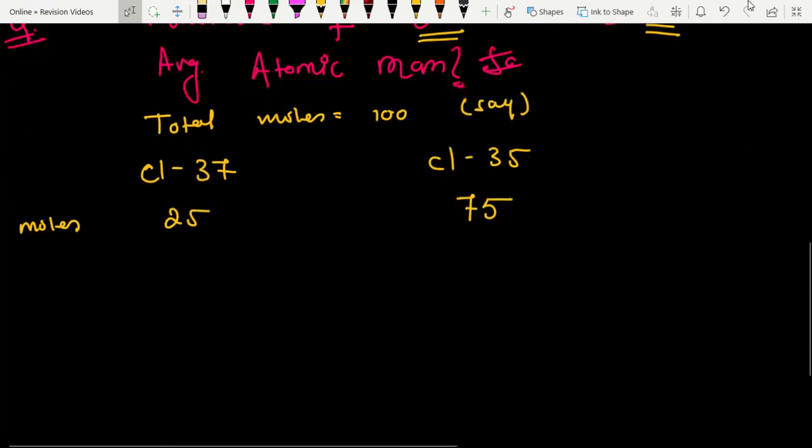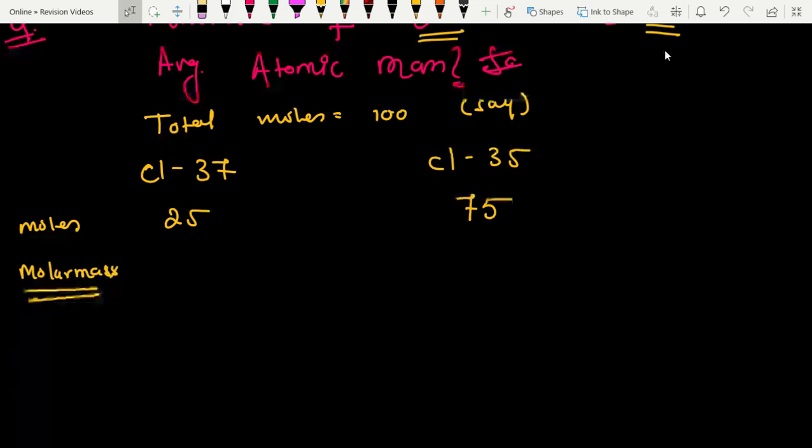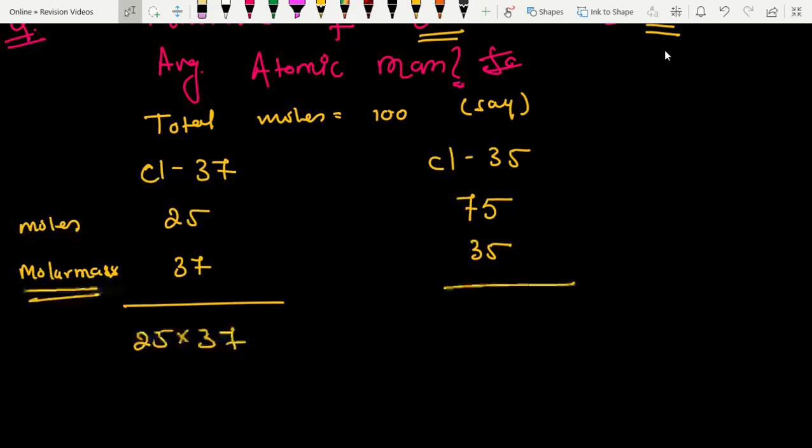Now, based on this, we can also calculate the average, as molar mass is known. Molar mass of this particular chlorine-37 is known. It is 37 only, and that of the 35 one is 35. So what will be the total mass? 25 into 37. And what will be the total mass of this sample? 35 into 75. Right?